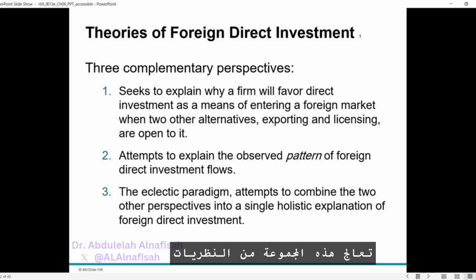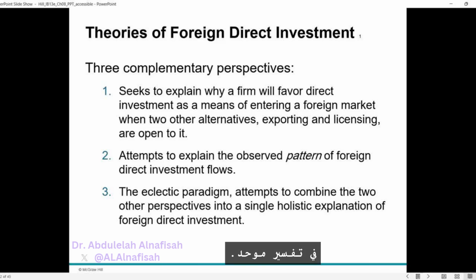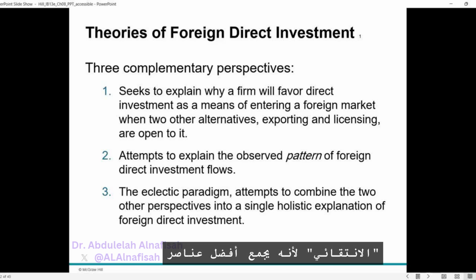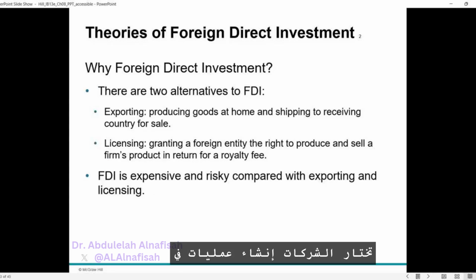This set of theories addresses the patterns of FDI flows and the competitive dynamics that lead to clustering in particular regions. The third perspective, known as the eclectic paradigm, integrates the previous two approaches into a unified explanation. This paradigm is termed eclectic because it synthesizes the best elements of other theories to provide a comprehensive understanding of FDI motivations and behaviors. Firms choose to establish operations abroad through foreign direct investment, FDI, despite its higher costs and risks compared to exporting and licensing.